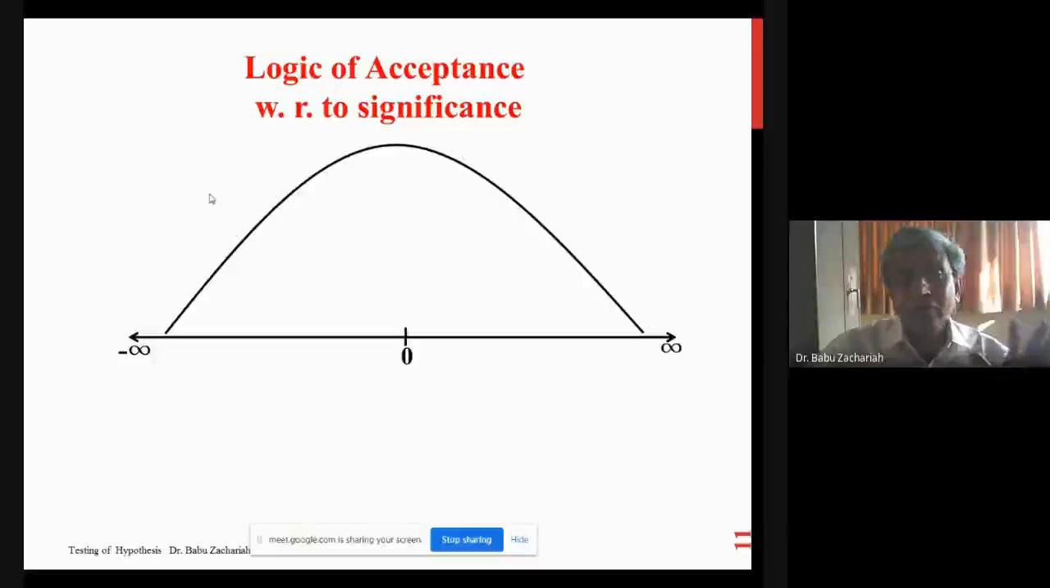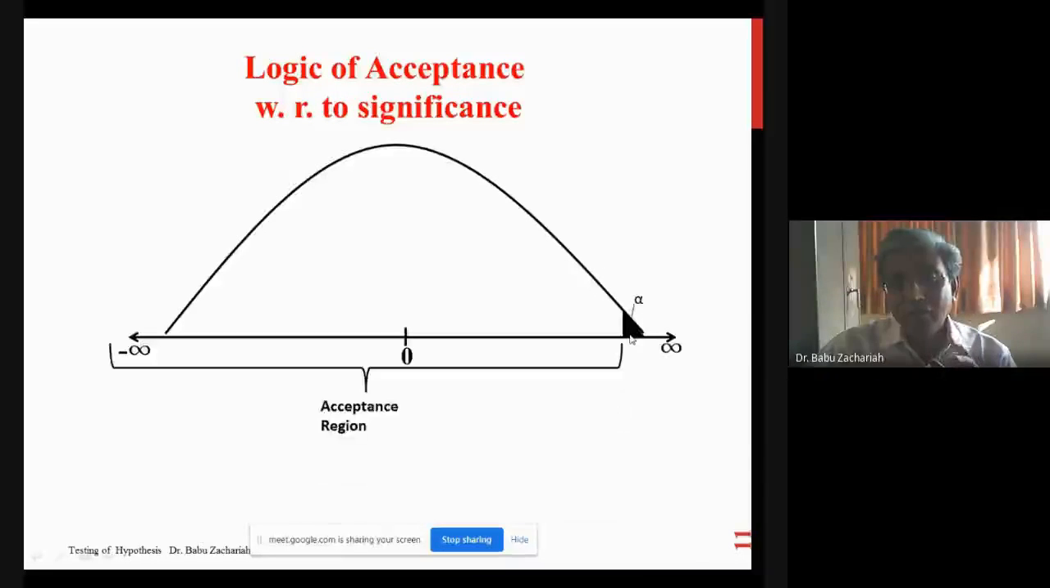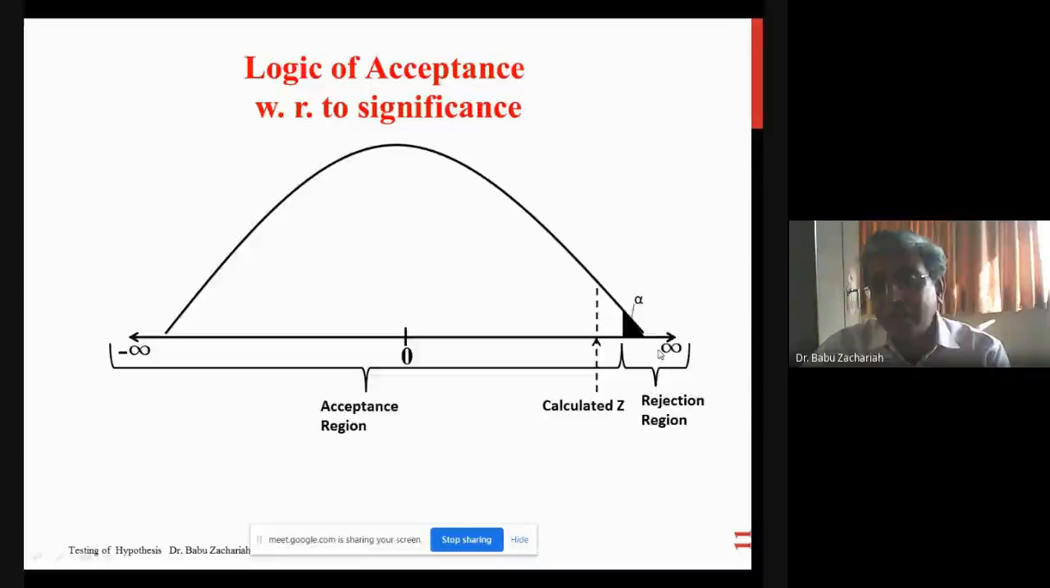Say, the logic of acceptance here. Last time we used to mark alpha at the tail of the curve, and we marked this much region as the acceptance region and this much as the rejection region. Afterwards, when we calculate a test statistic, Z or T, whatever it may be, if it falls in the acceptance region, we write accepted. If it falls in the rejection region, we write rejected.